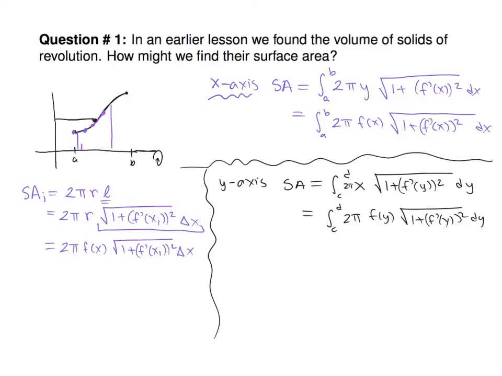Now it turns out your book does something that's a little bit interesting. This is a really useful way to abbreviate this, and sometimes it's useful to not use y's for rotation about the y-axis. You don't have to, unlike when you do the disk method and stuff like this. So your book says that for the y-axis, no, I'll start with x.